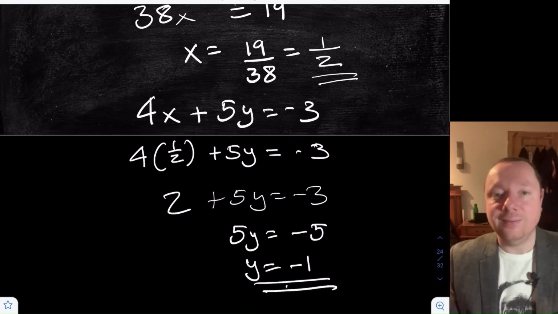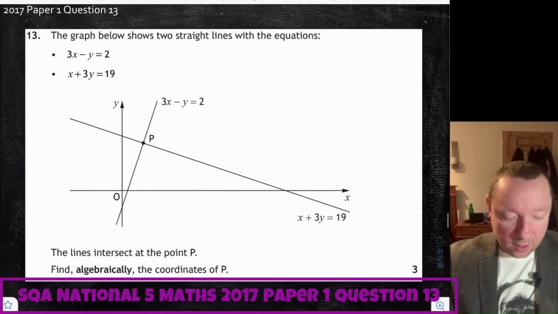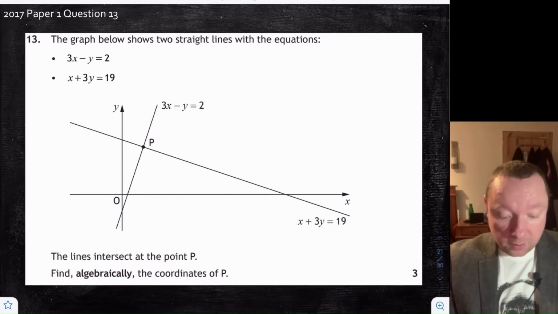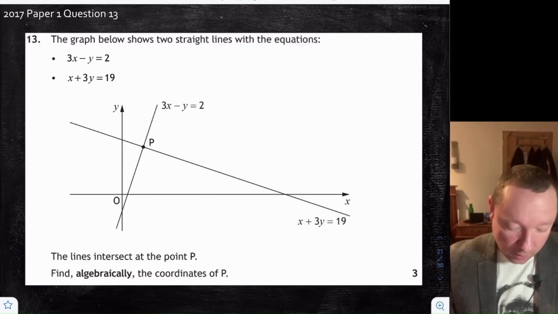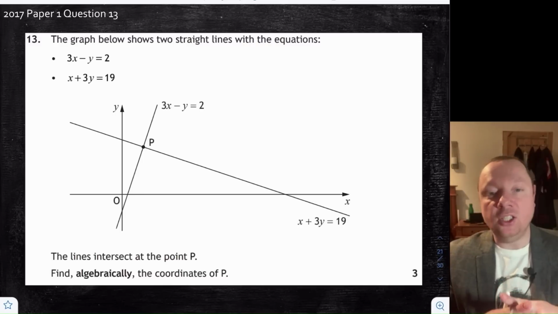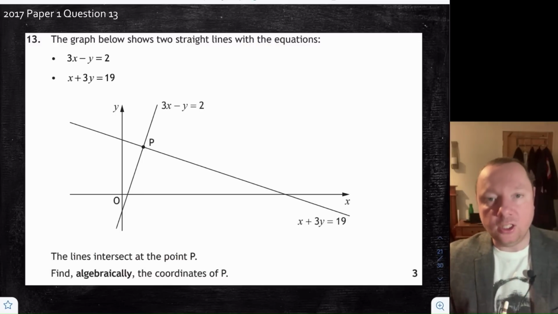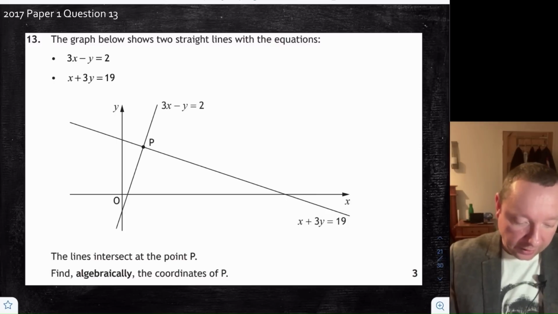And we're done there. Okay, National 5 Maths 2017, paper 1, question 13 was a picture, but it gave you the 2 equations as well. It says the graph shows 2 straight lines with these equations. The lines intersect at point P. Find algebraically the coordinates of point P. If it mentions point of intersection, that means solving simultaneous equations. That's a key thing to realise. So I just need to solve both of these equations simultaneously.